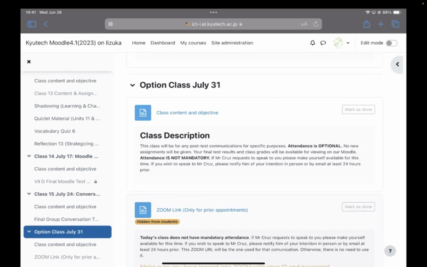That means that July 24th and July 17th, class 14 and class 15 will be for the tests. There's only today, next week, and the week after that for our classes. We don't have much time left.